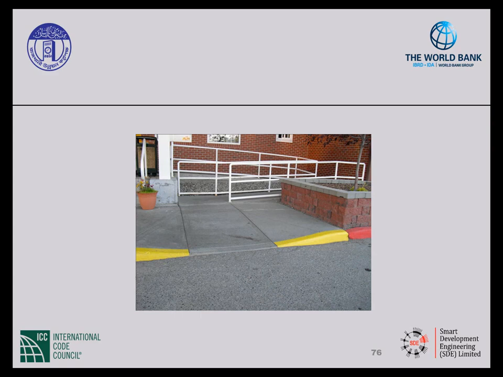The dimension of the landing that's at the top of the curb ramp and the bottom of the ramp doesn't appear to be correct, because if the curb ramp is 900 millimeters wide, and there's a change in direction from the curb ramp to the regular ramp, that landing should be 1,500 by 1,500 millimeters square.